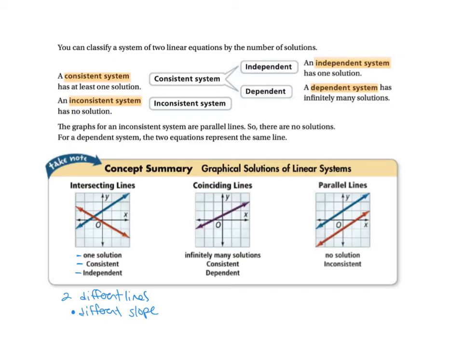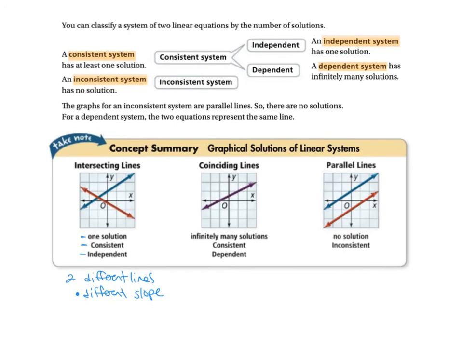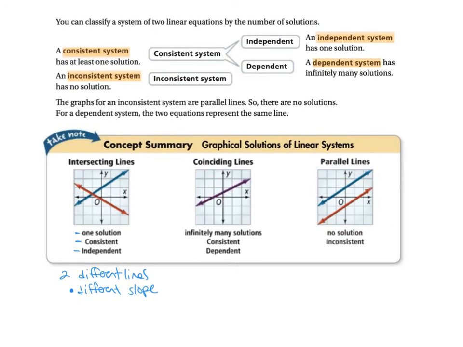The next diagram in the middle, coincident lines, is when you have two equations that are actually the same exact equation. So they represent the same exact line. If we graph that red line and a blue line on top of each other, it's showing a purple line because, of course, red and blue make purple. If you have the same line graphed on top of itself, what you get is infinitely many solutions because every single point on this line is going to be a solution to that system of equations.